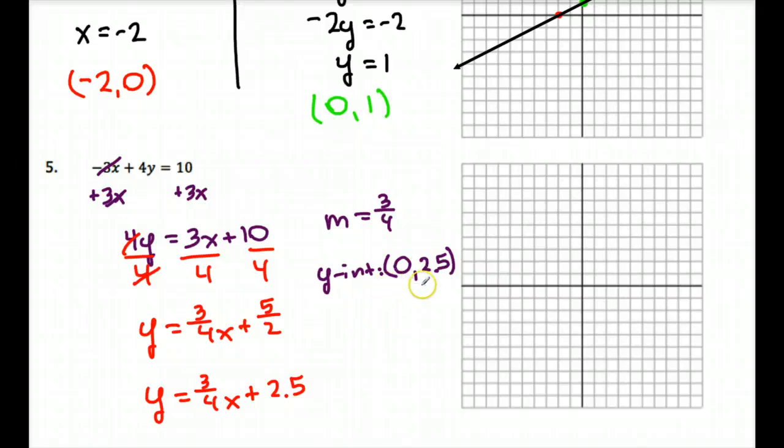Okay, so I'm going to plot that y-intercept now at 0, 2.5. That's going to be about right here, halfway between 2 and 3. And now from that point, I'm going to go 3 whole spaces up, 1, 2, 3, so that's going to put me here between 5 and 6, and then 4 spaces to the right to do my slope of 3/4. And I'll do that again, up 3 spaces, right 4, and then back to that point I'll go down 3 whole spaces and left 4. Okay, and I'll go ahead and connect those dots.